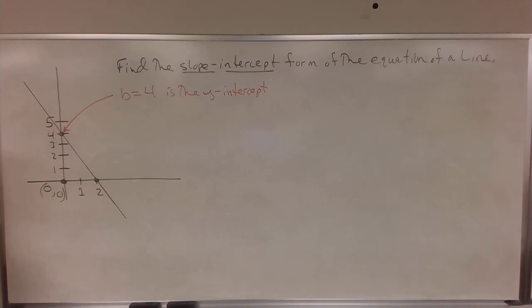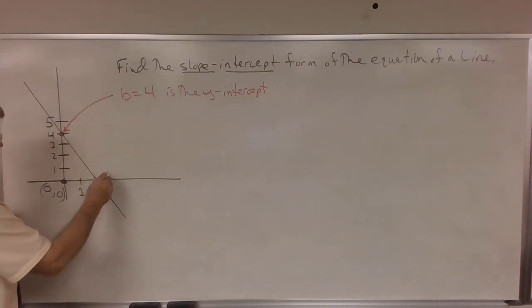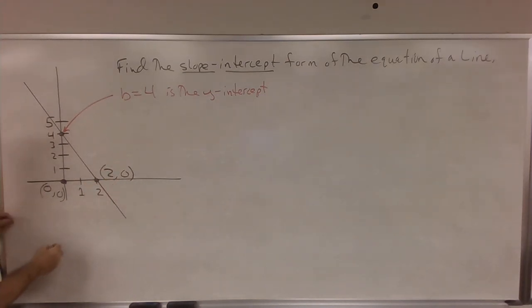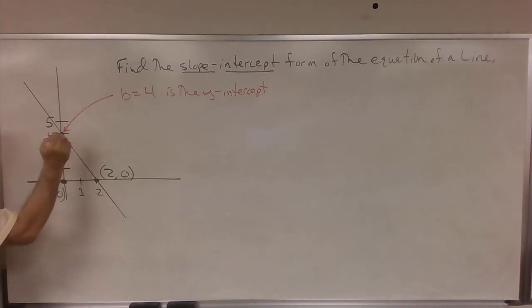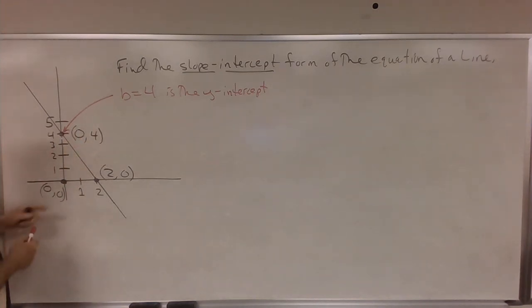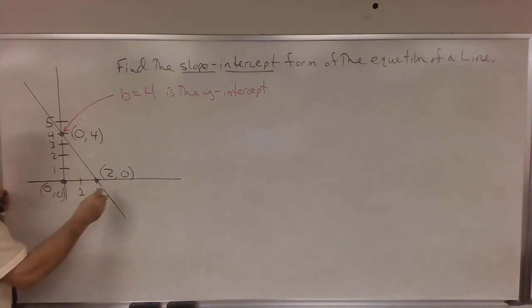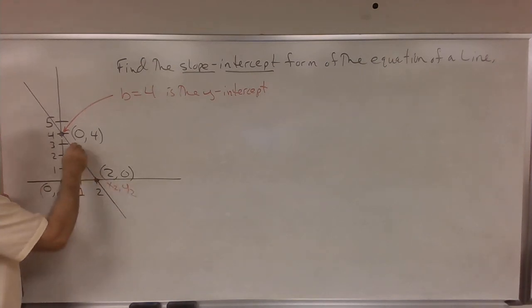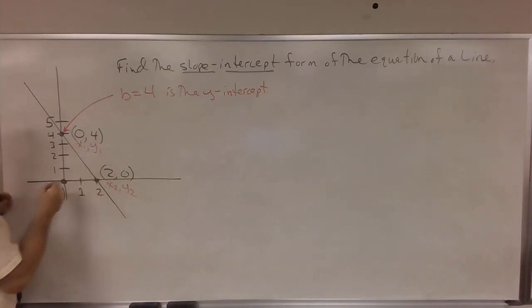Now, we need the slope, don't we? And this point has an x-coordinate of 2 and a y-coordinate of 0. This point has an x-coordinate of 0 and a y-coordinate of 4. So I have 2 points. I can compute the slope. I'll call this one x2, y2. I'll call this one x1, y1.